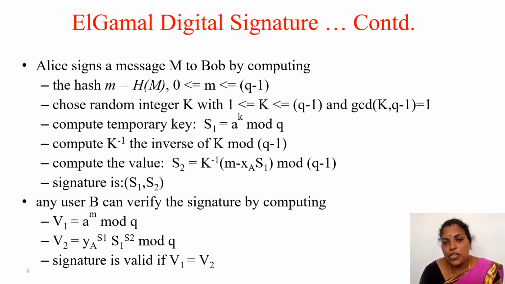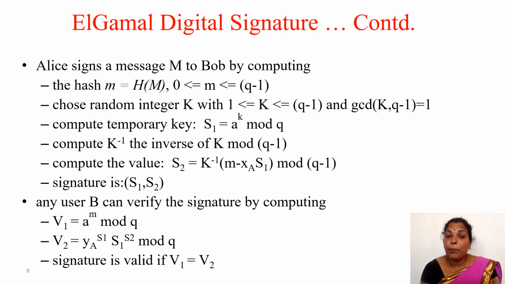This m equal to H of M, where m lies between 0 and q minus 1. Then they choose a random integer K that lies between 1 and q minus 1, and always the GCD of K comma q minus 1 is 1. That is, it must be relatively prime. The K value as well as q minus 1 are relatively prime to each other.